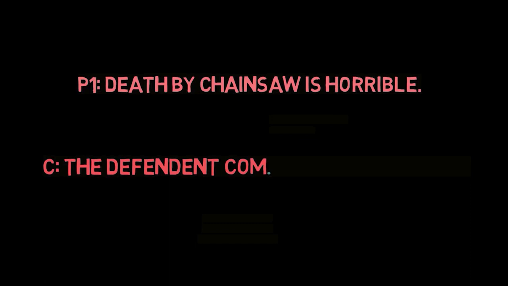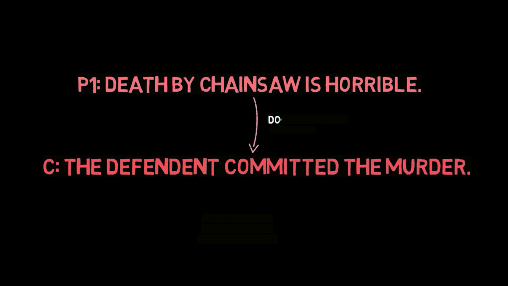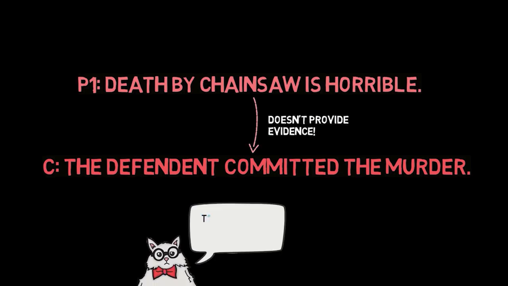Notice, however, that the second claim does not provide evidence for the first. It doesn't follow from the fact that death by chainsaw is horrible that the defendant actually committed the murder. In this scenario, the attorney has used the red herring since she's distracted the jury with a point that seems relevant but actually is not.